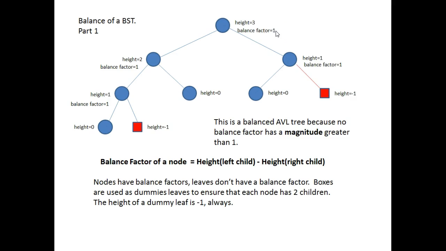So when we look at the balance factors, all of them have a magnitude that is less than or equal to 1. Magnitudes of -1, 0 and 1 are okay. Anything bigger than that in size is a problem. The tree is not balanced.